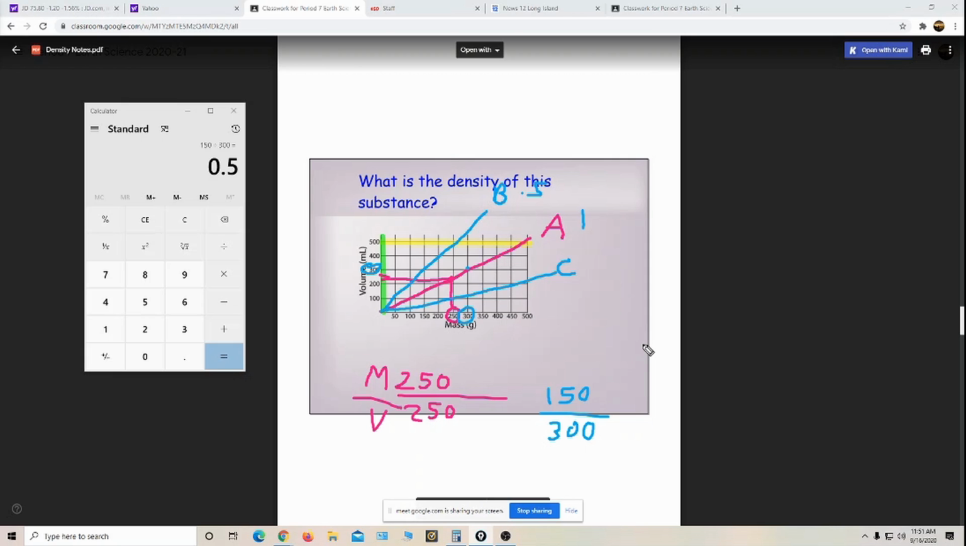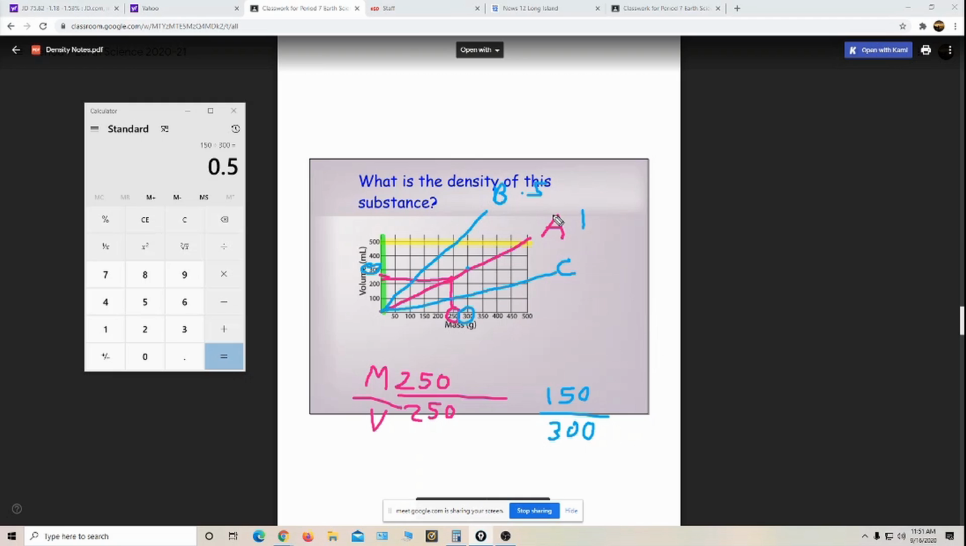Blake, help me out. Is C going to sink or float? Float. Oh, actually, no, it's heavier, so it's going to sink, right, it's going to sink. Like if we calculated the density, it would be 450 over 200. That's going to be more than 1.